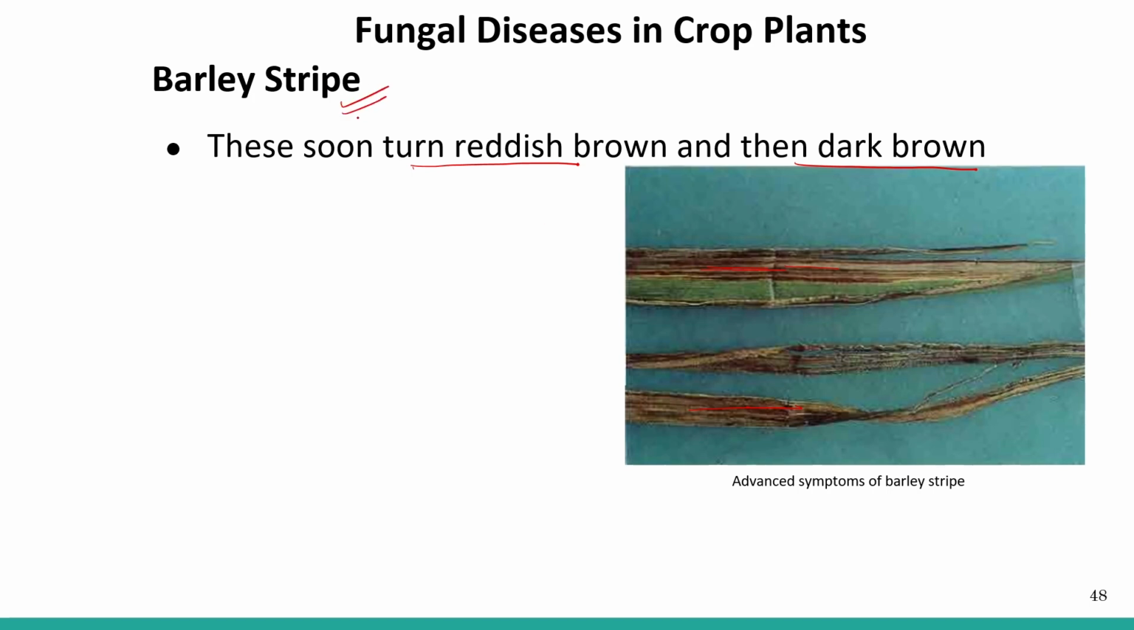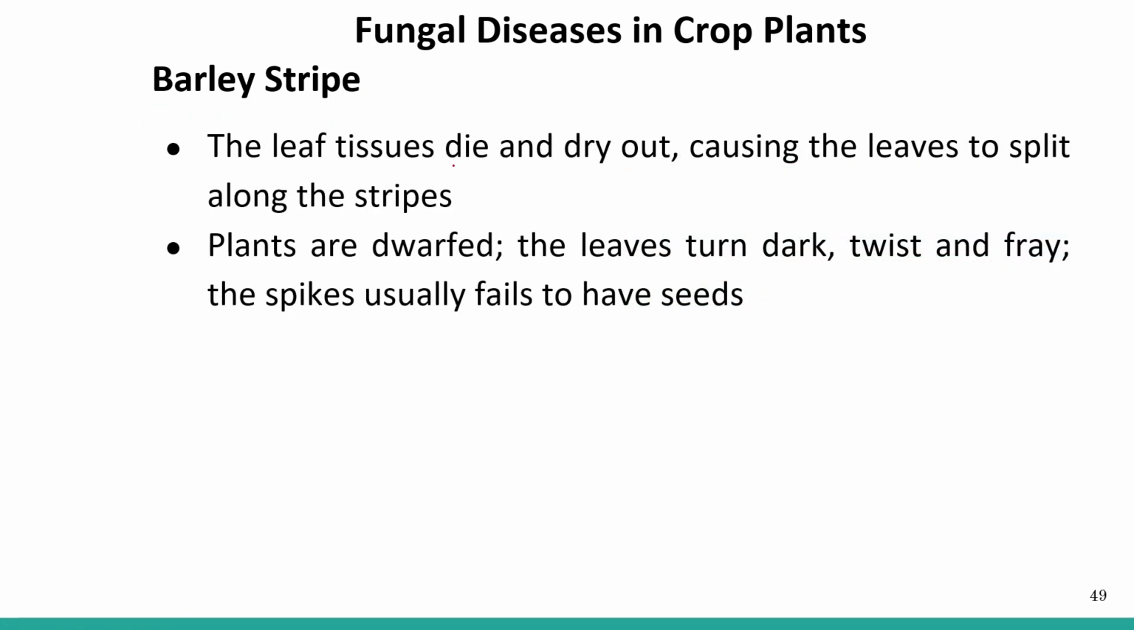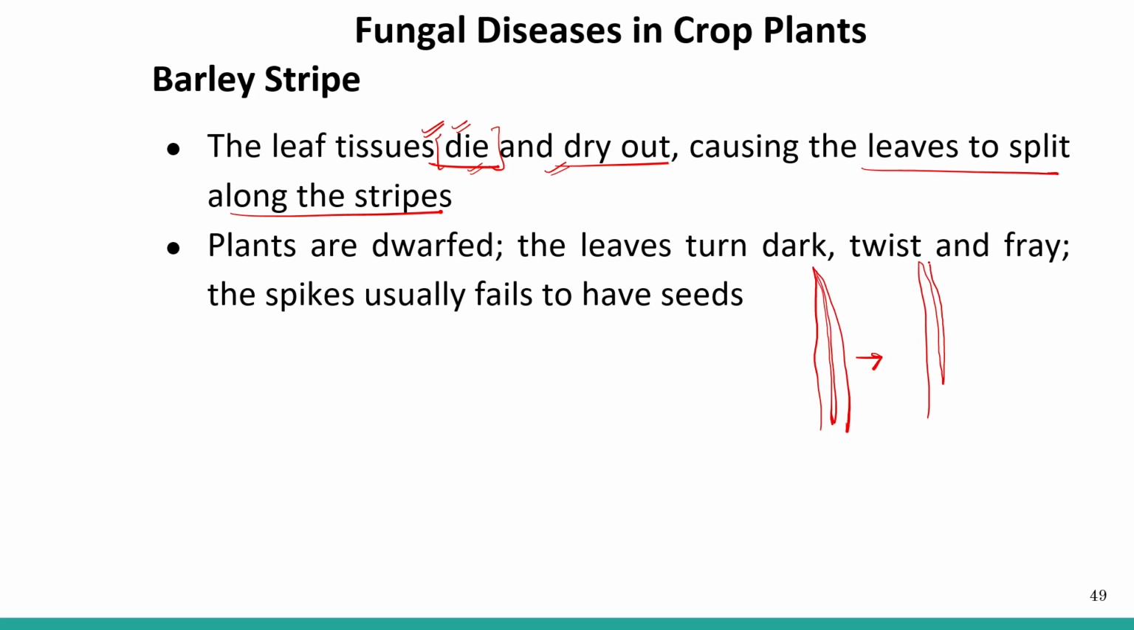This is the diagnostic symptom, that we can see on the barley leaves and we can tell that this is a barley stripe disease. The leaf tissue die and dry out. So what happens when the leaf tissue is infected with this fungi? The tissue dies and dries out, causing the leaves to split along the stripe. Suppose this is a leaf, and this is the infected part. This is the stripe. So what happens? This is dry and later we can see the leaf splits into two parts in this way, right?